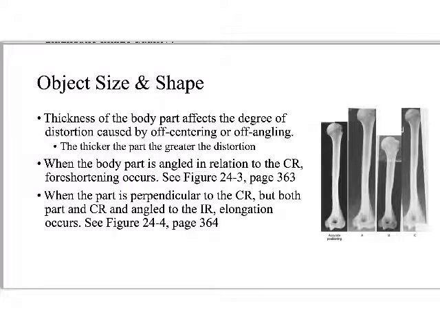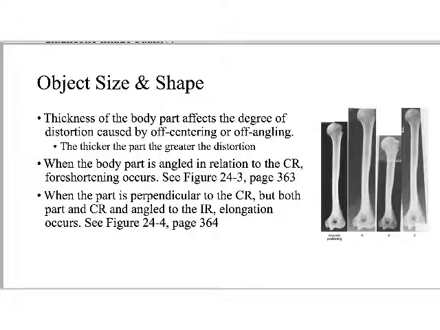So when the body part is angled in relationship to the central ray, foreshortening occurs, right? And there's an illustration of that on page 363, figure 24.3. It shows a part that's being angled in relationship to the central ray, and it makes the part look smaller. If you're curious about ways to demonstrate that, one of the easiest things you can do is just cast your shadow on a table surface with a flashlight, right? And as you start to turn your hand in relationship to the flashlight beam, you'll see your hand get smaller, right? And we call that foreshortening.